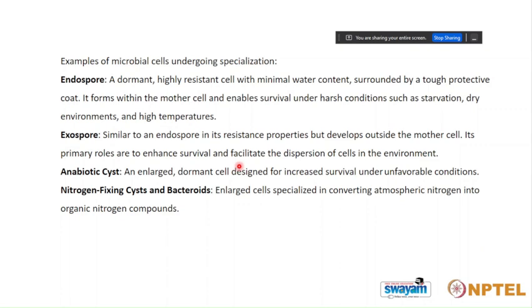During proliferation, only the number will increase. The bacterial cells will be the same. Based on the condition, those bacterial cells will be differentiated into endospore or exospore. If the condition is unfavorable, that bacterial cell has to be differentiated into endospore or exospore or any other different form. It can be either a cyst or bacteroids. Now are you able to get the point? Yes, sir.